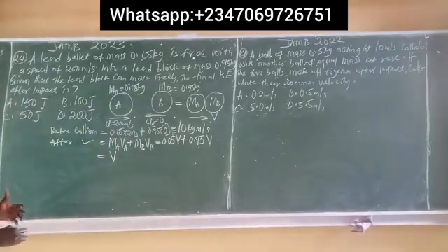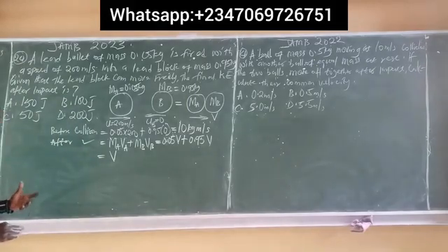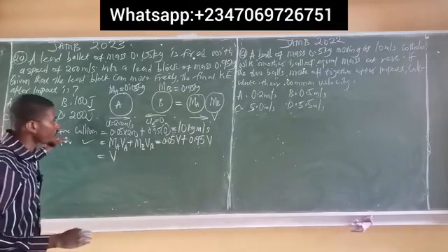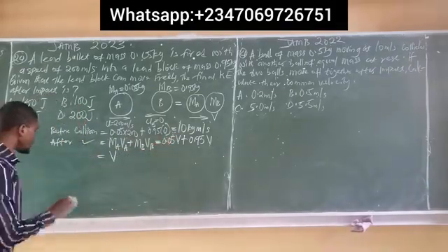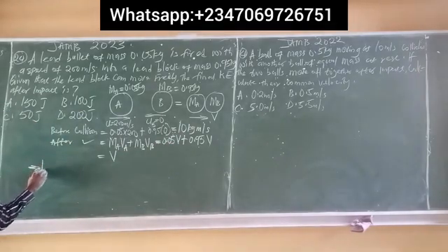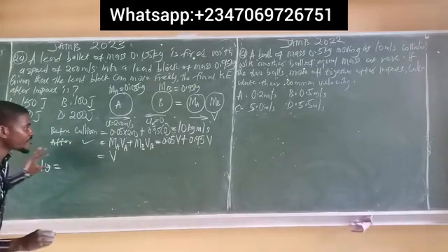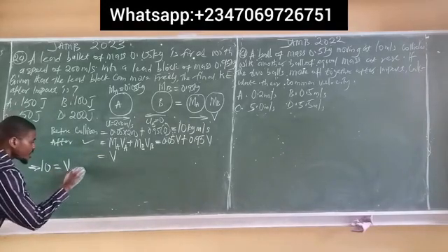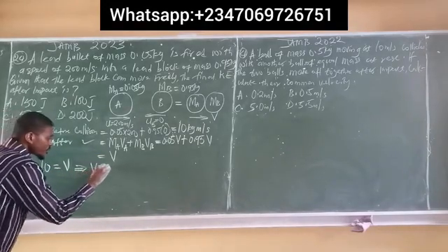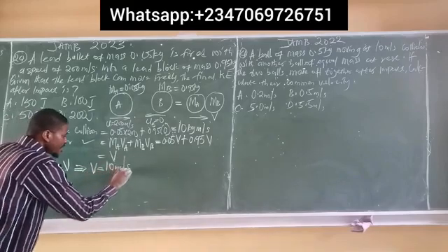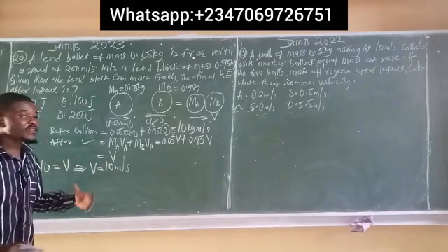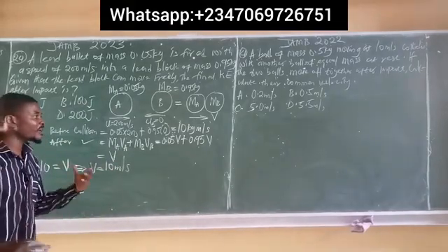Now, from the principle of conservation of linear momentum, momentum before collision equals total momentum after collision. And the total momentum before collision we obtained is 10. So this simply implies that 10 is equal to the total momentum after collision, which is V. So V itself is 10 meters per second, which is the final speed, or the common speed, after impact.